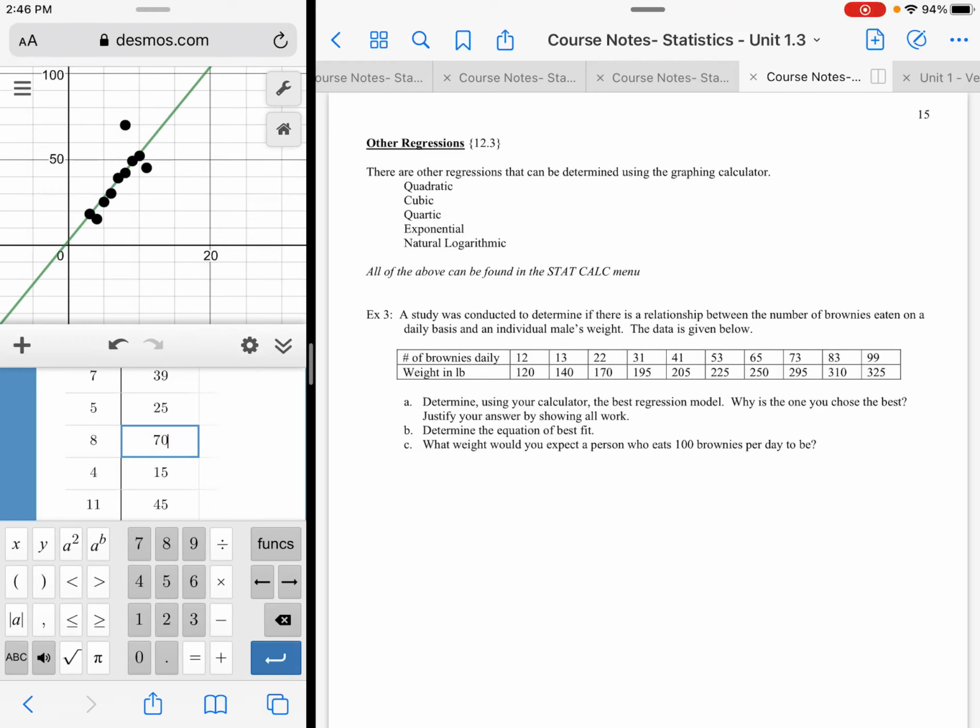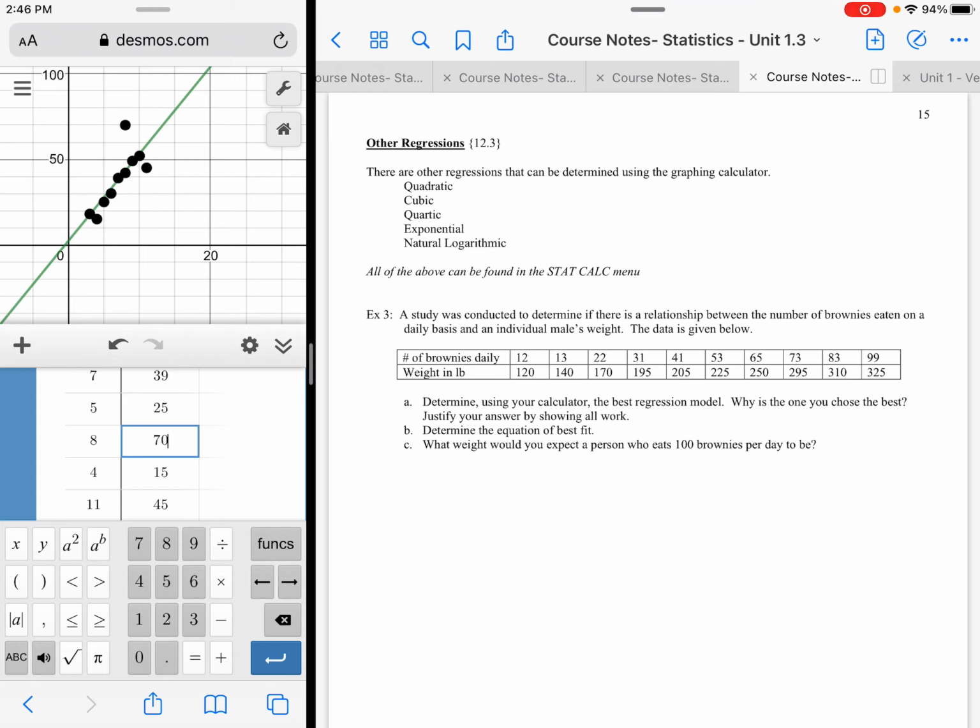Okay, so we're looking at page 15 in the Unit 1 packet. This is lecture 1.3. So we're talking about other regressions, other types of regressions, aside from the linear function. So we're talking about quadratic, cubic, quartic, exponential, and natural logarithmic regressions. Some are easier to compute than others, but they're all basically doable using the Desmos calculator.